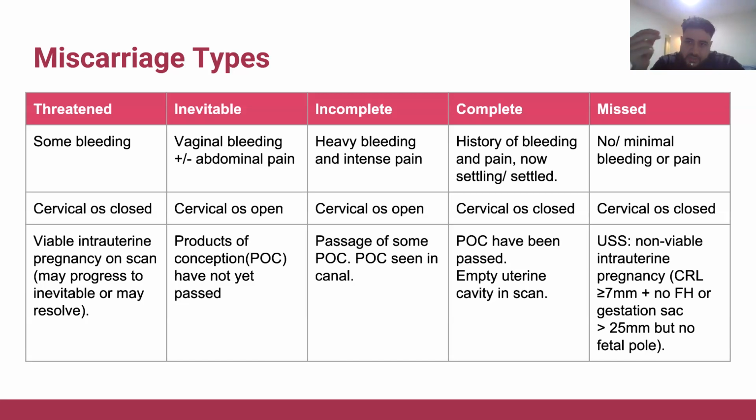And in terms of missed, I already covered it. Again, the patient doesn't really present with too many symptoms. They may have some light bleeding, and they won't really realize that they've been through a miscarriage. The cervical os will be closed, and there will actually be the fetus still in the uterus on a transvaginal ultrasound, but it will be a non-viable uterine pregnancy because, for example, there'll be a missing heartbeat.